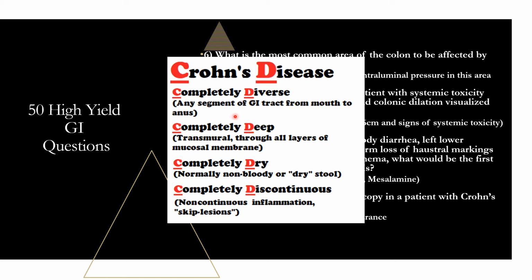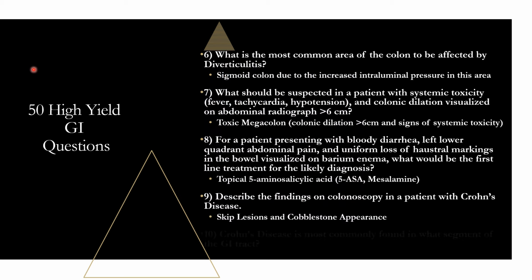And that's going to differentiate it from ulcerative colitis, which is normally only in the large bowel. It's not normally transmural, it's normally just in the superficial layers, normally bloody. And then it's normally continuous throughout. So this is different in Crohn's disease, or you can remember it by this mnemonic here.